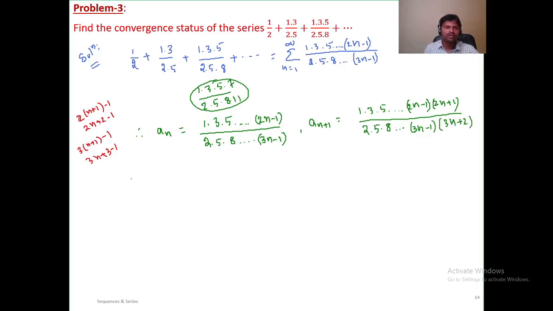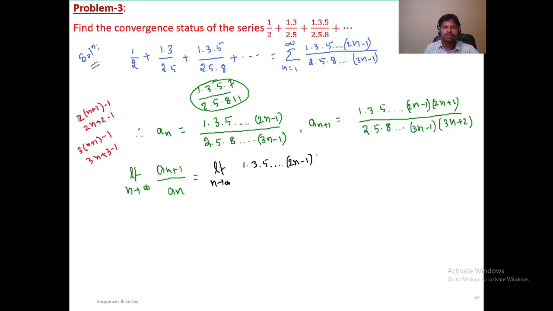So finally, now let us find the limit of the ratio. The limit as n tends to infinity of an plus 1 by an, I want. Okay, find out this. Limit n tends to infinity. Now what is an plus 1? 1 into 3 into 5 up to so on 2n minus 1.